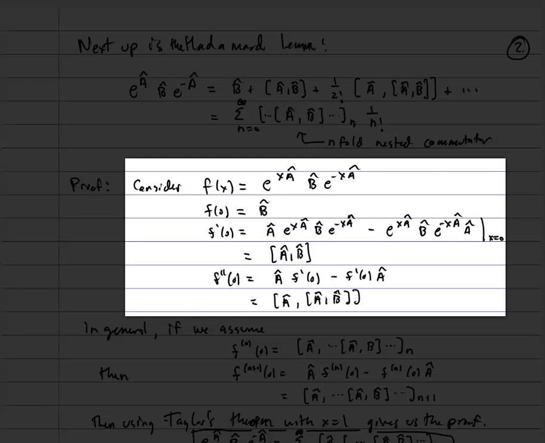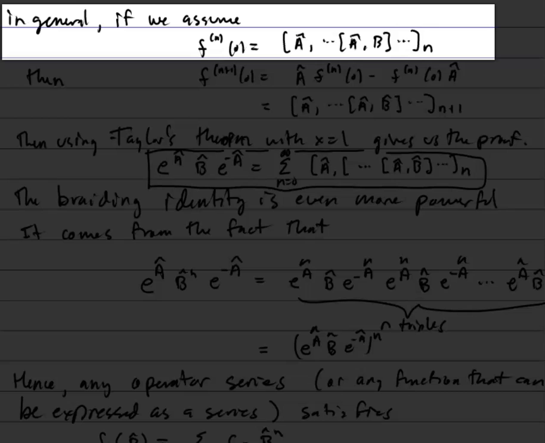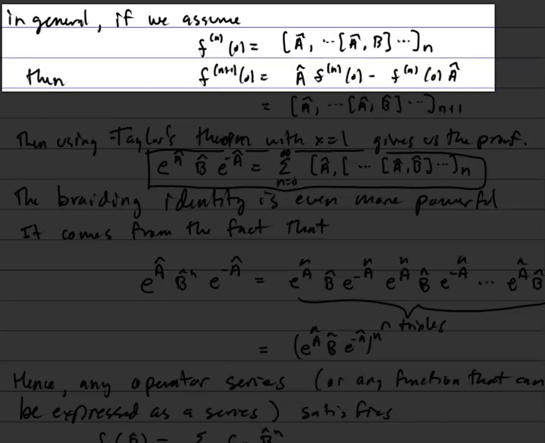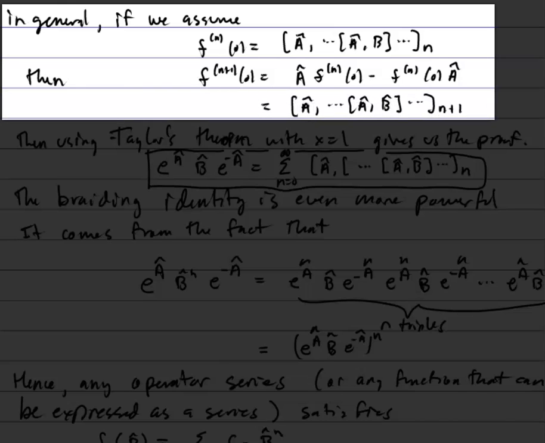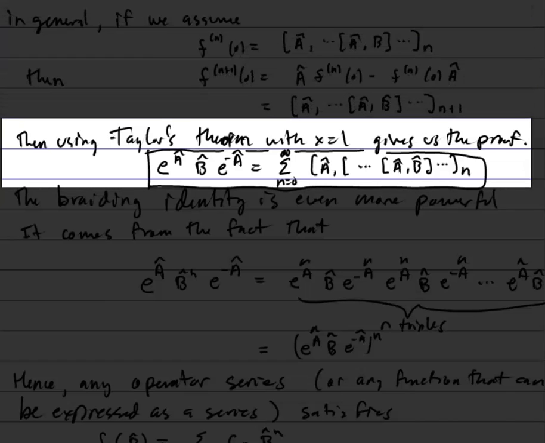All right, so now to get the general form, we're going to assume and do an induction proof that the nth derivative is equal to the n-fold nested commutator. And then because f of n plus 1 evaluated at 0 is equal to a times f of n at 0 minus f of n at 0 times a, using exactly that same derivation that we just did above, you can see that that will become the n plus 1 fold nested commutator, and that then proves the expansion. We finally set x equal to 1 in the expansion, and that gives us the proof. Now, the proof is assuming that that Taylor series expansion of the operators does converge, and we are going to make that assumption.